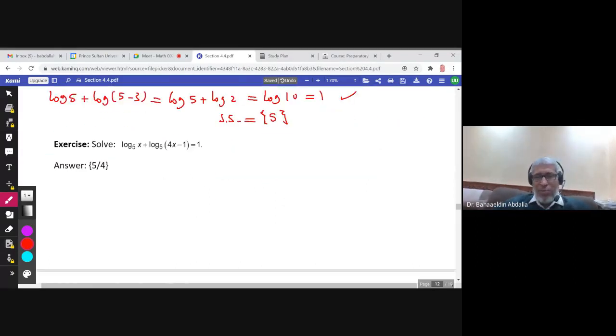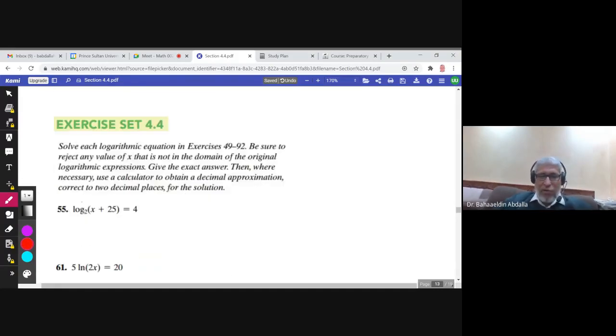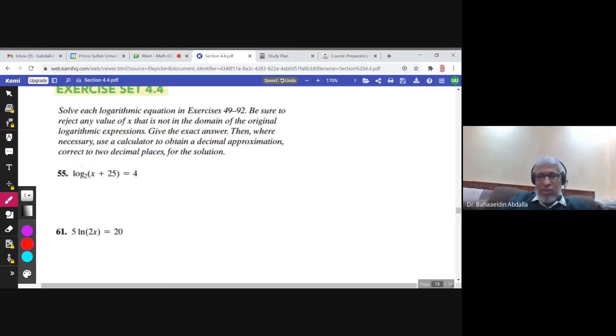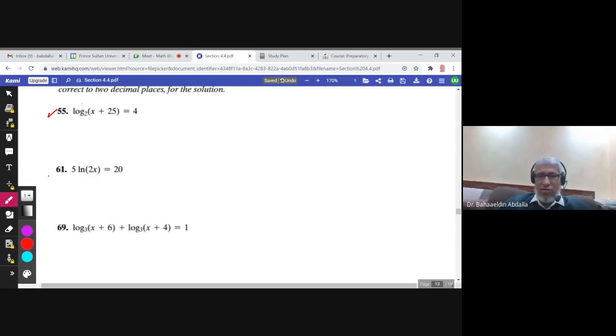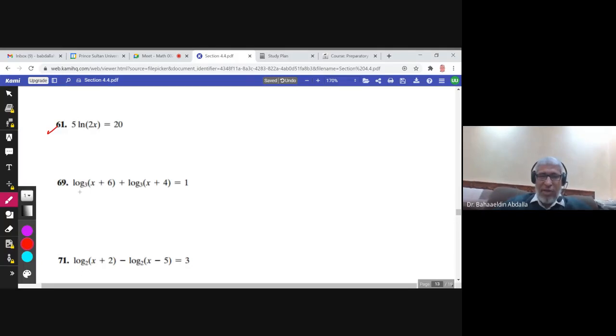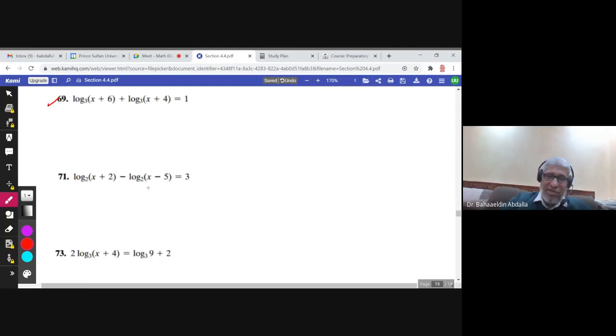Another example, please try to solve this example on your own by the same method. You follow the same method as the previous one and check that the answer is 5/4. These are also questions about the same objective from the book. This is easy. x plus 25 equals 2 to the power 4 immediately. This is also easy. You have to divide by 5, as we solved two exercises similar to it. Here you change it to product, use the product rule, condense, and you continue.